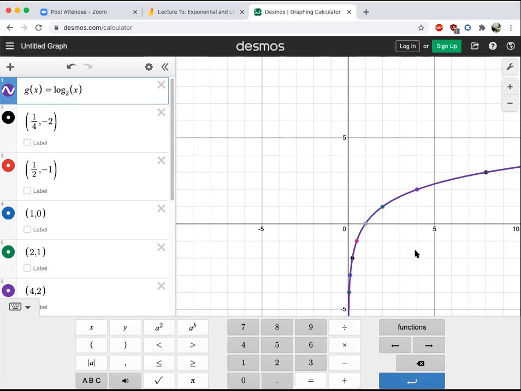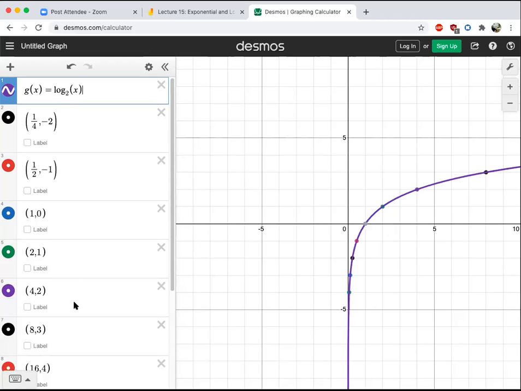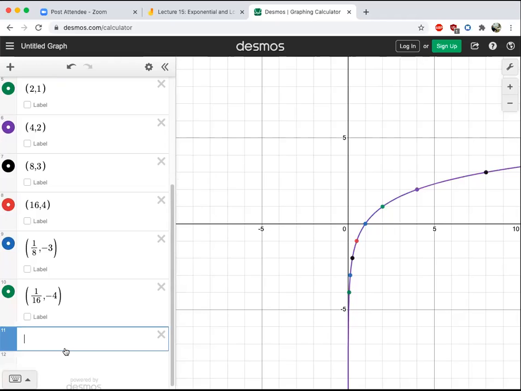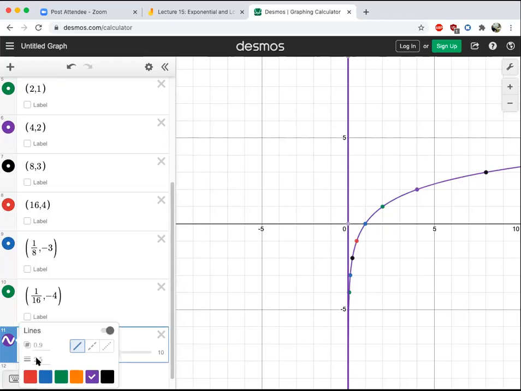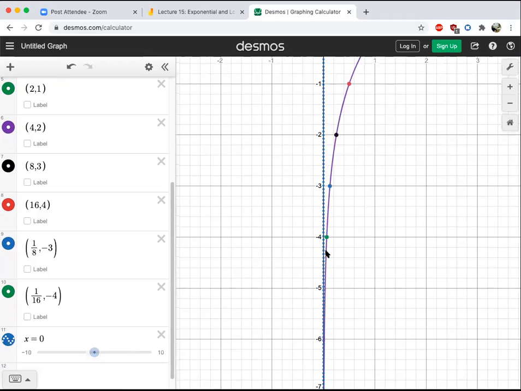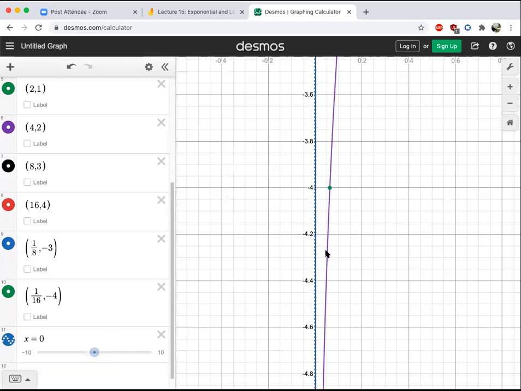Okay, so now you can see what a log function looks like. It has a vertical asymptote at x equals 0. So I'm going to go down here and type in x equals 0 because that's going to be our vertical asymptote. And I'm going to make it a blue dotted line because typically that's what I do for all asymptotes. Good. So now notice that the function gets closer and closer to that blue dotted line, but it never crosses, right? That's because it's an asymptote.